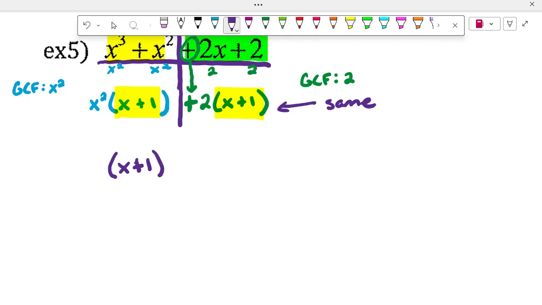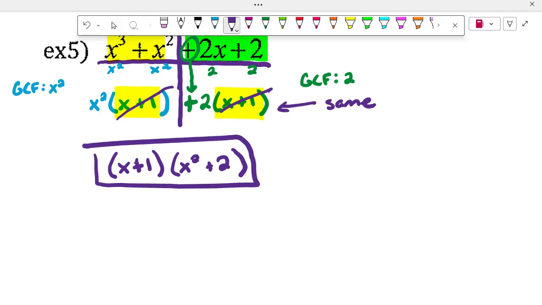Now, once I deal with the factor that's in the bubbles, I just cross it out, just so I know that I'm done with it. Whatever is left over goes in my second bubble. So what's going to go in my second bubble? X squared plus 2. That's it. You can't factor it anymore.